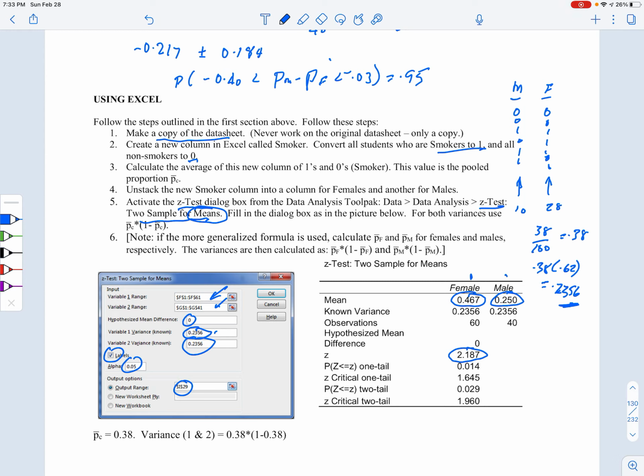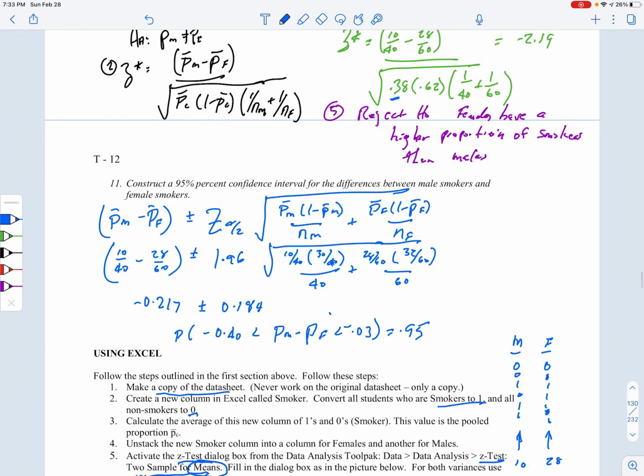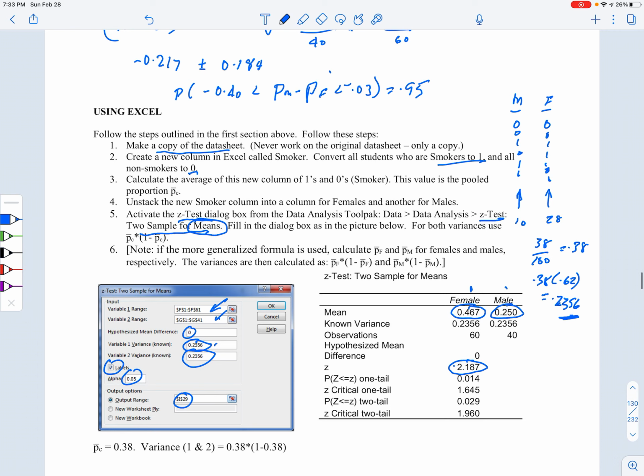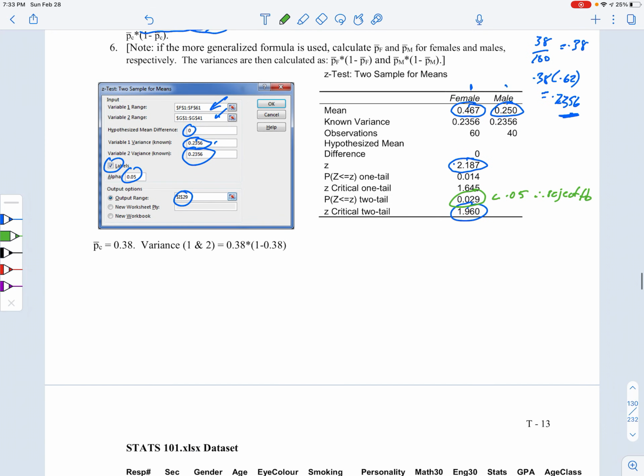Now, in this particular case, I had the females first, so that's why we ended up with a positive number. Up here, I had the males first, and that's why I ended up with a negative. But it's the same number. It's 2.19, which you're going to be comparing to a 1.96, and so you end up rejecting H0. Here's your p-value, of course, which is right there, 0.029, and that's less than your alpha of 5%, and therefore you reject H0. All right.